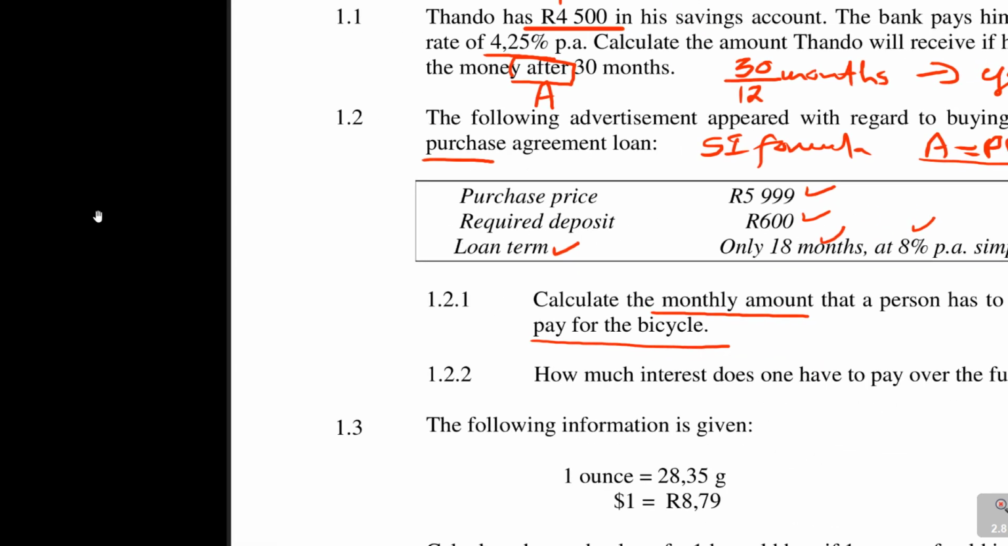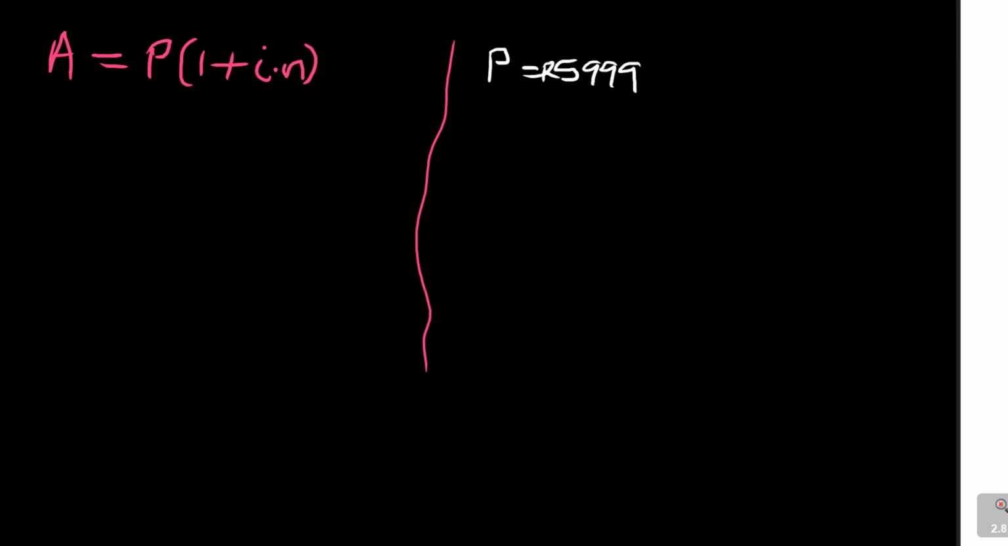Deposit required. You see now they put a deposit. So when they put a deposit, be careful now: deposit, what does it mean? It means you must pay this amount, which is 600, and then the loan that the bank or the shop is going to give you. They are not going to give you the bicycle on the 5,999. First of all, you must bring in cash of the deposit. So now we must take the deposit out from here.